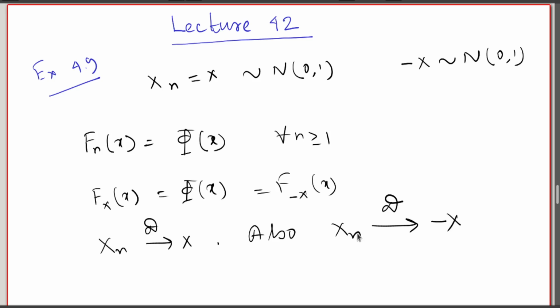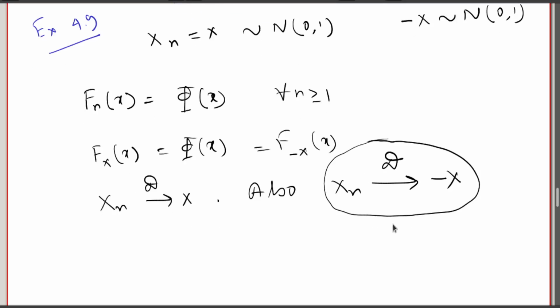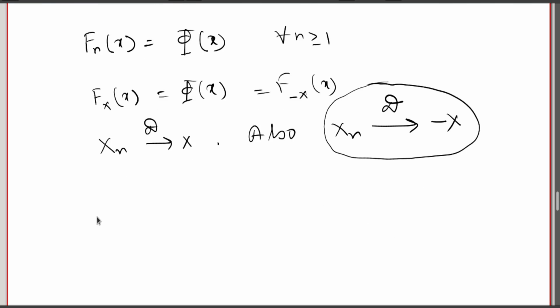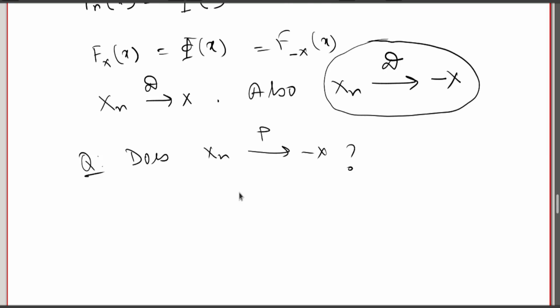So we mainly consider this part, not the other one. This part is the interesting one in this case. Now the question is: does Xn converge to minus X in probability? Now we are going to show that Xn does not converge to minus X in probability. We can show it using the definition of convergence in probability.